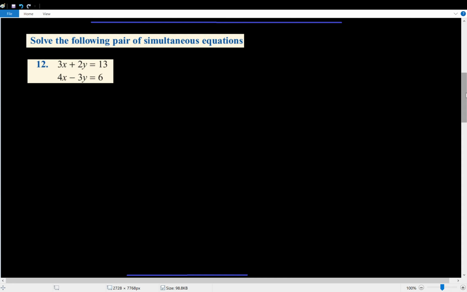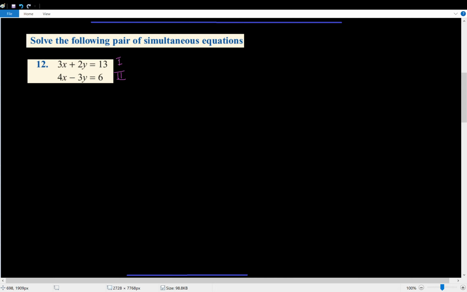This is question 12 in exercise 20.2 in Project Maths 1. We have to solve the following pair of simultaneous equations. So our equation 1 here is 3x plus 2y is equal to 13. And our equation 2 is 4x minus 3y is equal to 6.